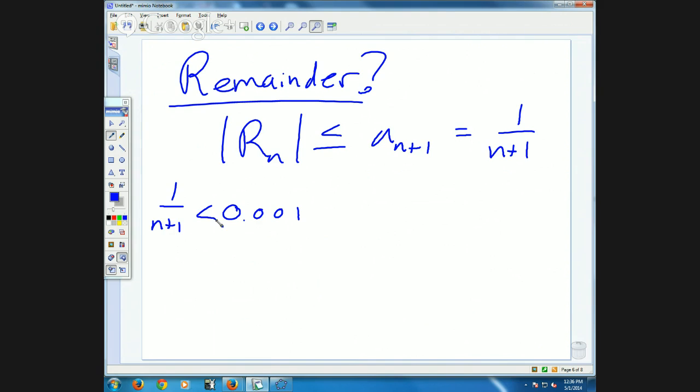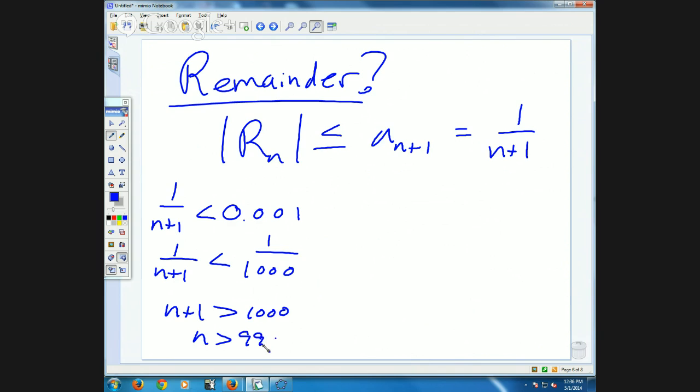Because 1 over n plus 1 is an approximation of my error. Well, this is really 1 over 1,000. So I want 1 over n plus 1 to be less than that, which means n plus 1 has to be greater than 1,000, or n has to be greater than 999. How many terms did I add? 100. I didn't add enough. All right. Let's add a few more terms.